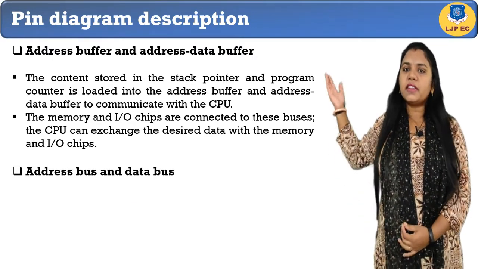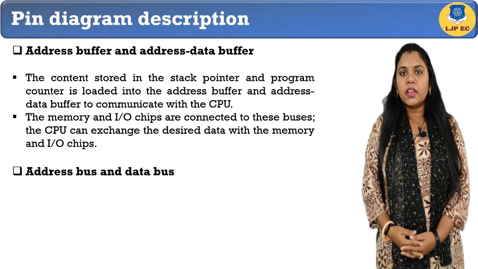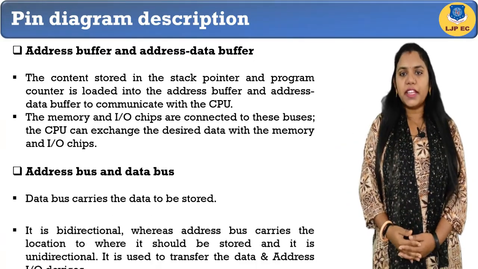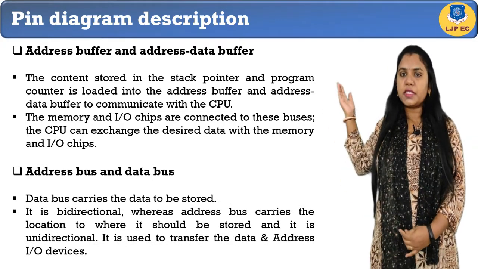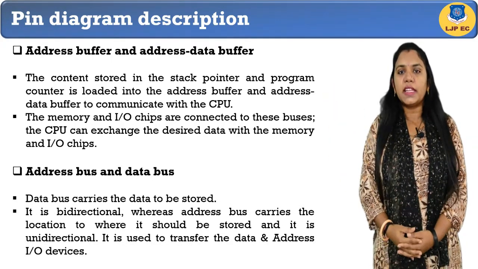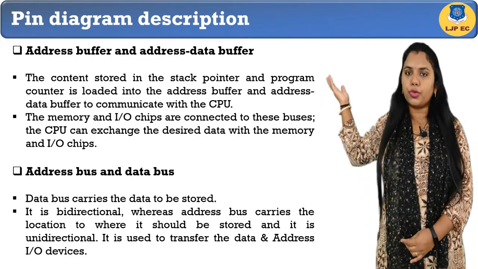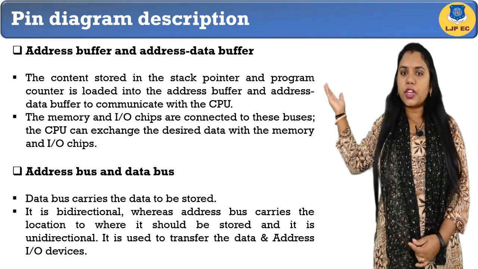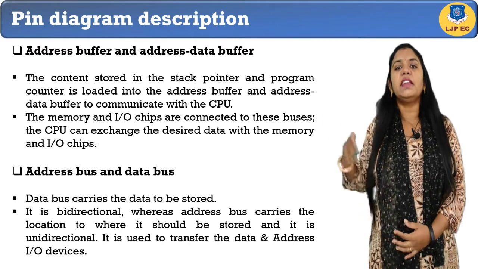The next is address and data bus. Data bus carries the data to be stored. It is bidirectional, whereas address bus carries the location to where it should be stored, and it is a unidirectional bus. It is used to transfer the data and address to the I/O devices.